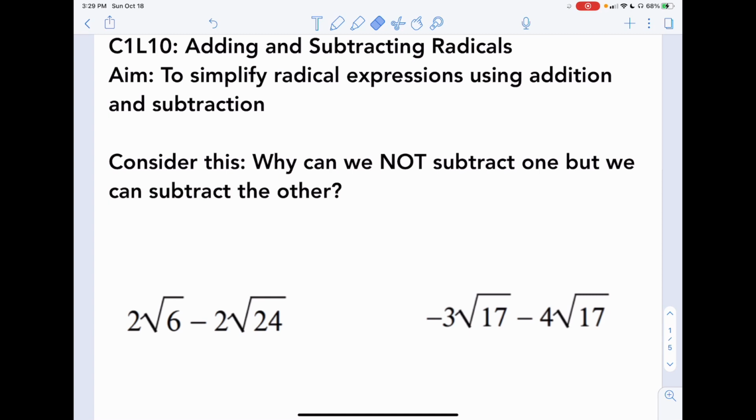Chapter 1, Lesson 10, we're looking at adding and subtracting radicals. Our aim for this lesson is to simplify radical expressions using addition and subtraction. So please copy this aim down into your notes. Make sure that it is at the top.